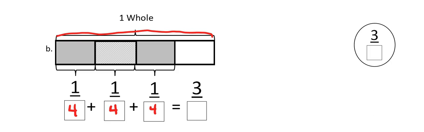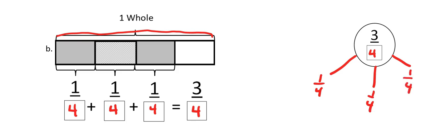Altogether, the 3 shaded sections show me 3 sections that were shaded out of the 4 that make the whole. So we would call that fraction 3/4. So in my number bond, I'm going to show that I have 3/4 shaded, and that 3/4 is made up of 1/4, 1/4, and 1/4.